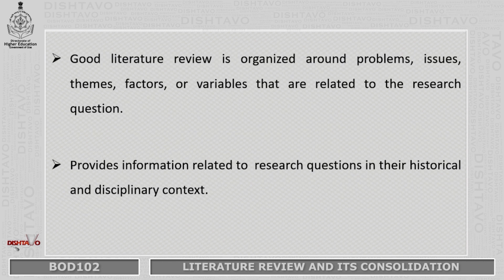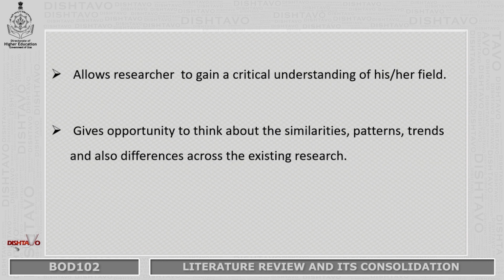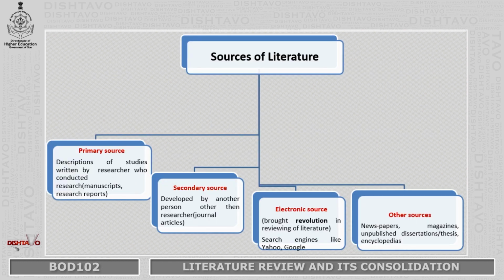A good literature review is organized around problems, issues, themes, factors, or variables that are related to the research question. A good literature review provides information related to research questions in their historical and disciplinary context. It allows the researcher to gain critical understanding of his or her field. It gives an opportunity to think about the similarities, patterns, trends, and also the differences across the existing literature.